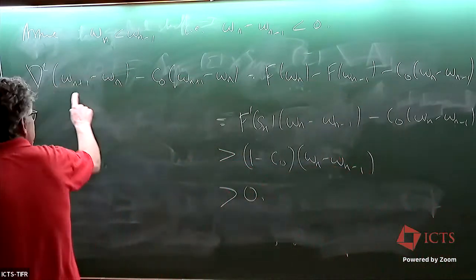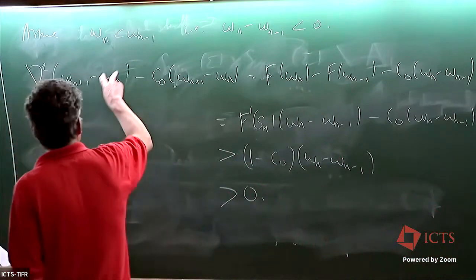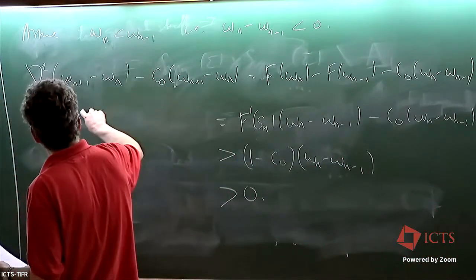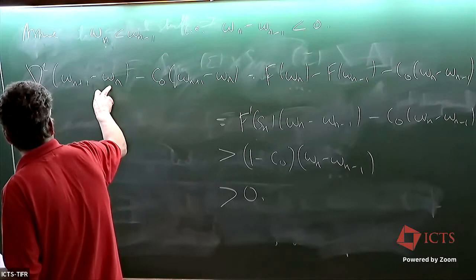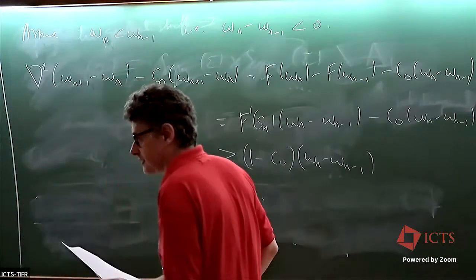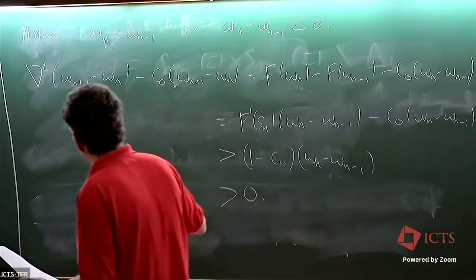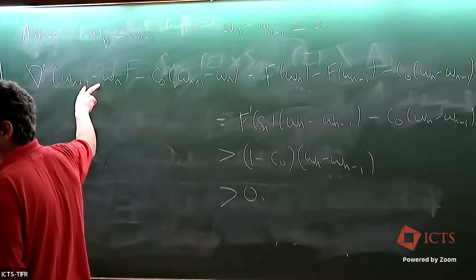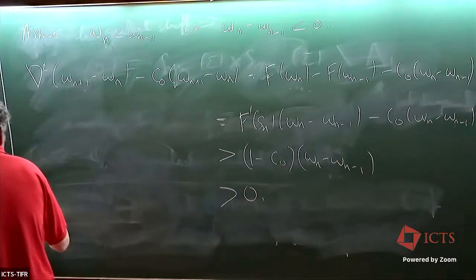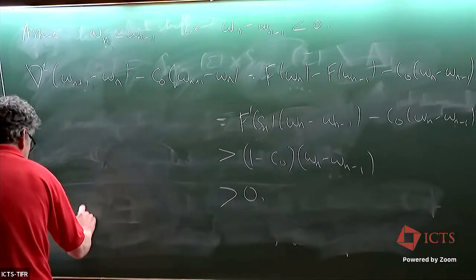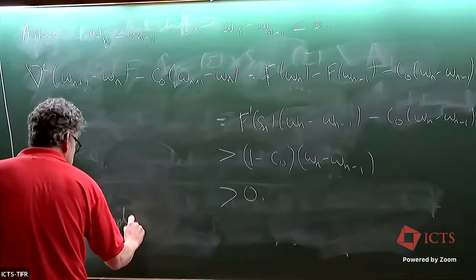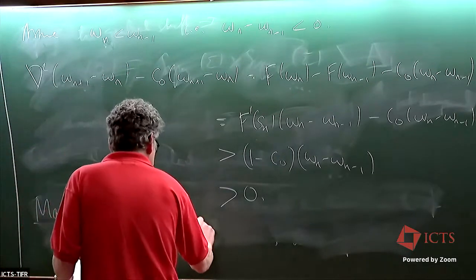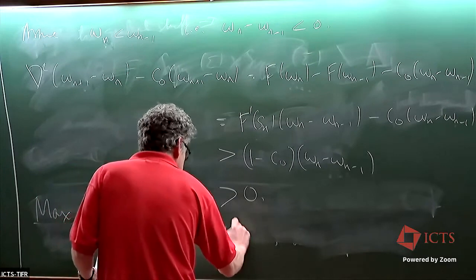Okay, so what have I just shown? I've just shown that provided Wn is less than Wn minus 1, then the difference between Wn plus 1 and Wn satisfies this inequality here, okay? But then by the maximum principle, it follows that this has to be negative. So now, let me just remind you why that's true. The maximum principle implies that Wn plus 1 minus Wn must be negative.